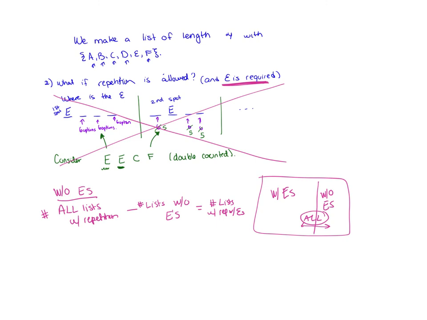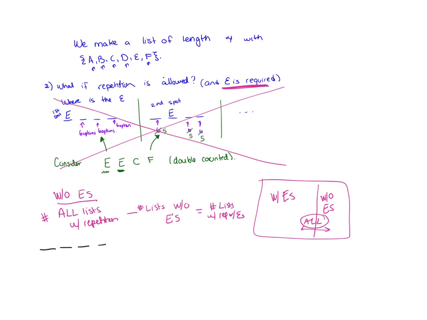So the number of all lists with repetition, I'm just going to write the number of options in these spots. So 6 options, 6 options, 6 options, 6 options. So I get 6 to the 4th. Now the number of lists without E's, if I can't have E's, then I have 5 options, 5 options, 5 options, 5 options. So I get 5 to the 4th. And so if I subtract those, 6 to the 4th minus 5 to the 4th, which is 671, that's going to be the number of lists that has repetition, but definitely has E's in it. So when we're doing these multiplication principles, we can definitely come up with these more complicated questions, and you'll see some of those in the homework this week.